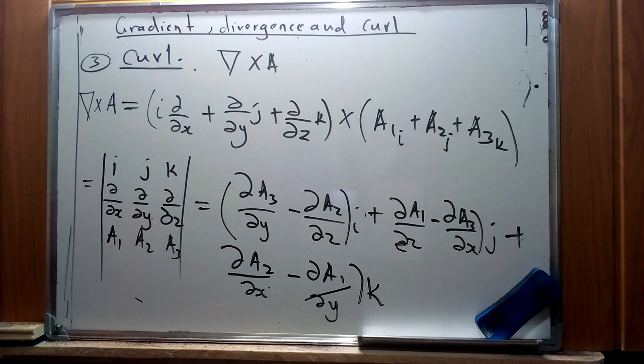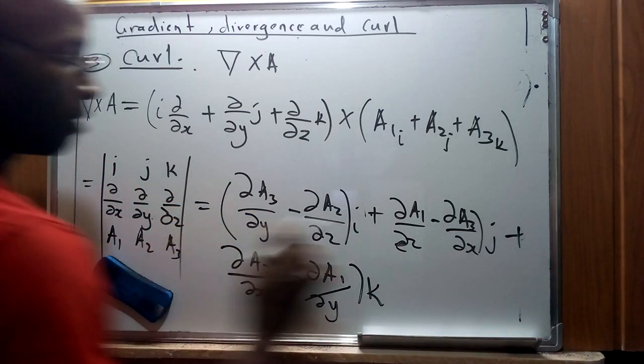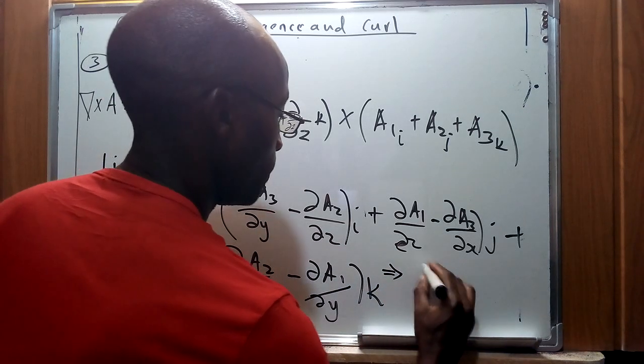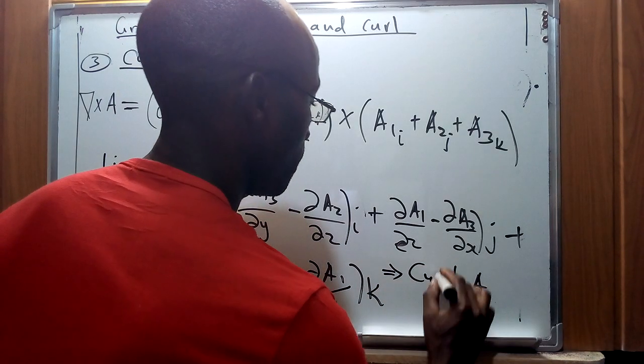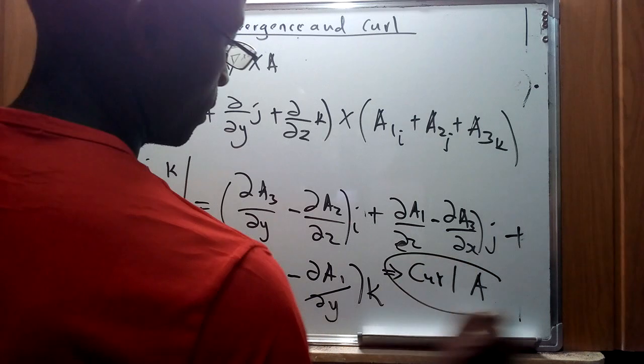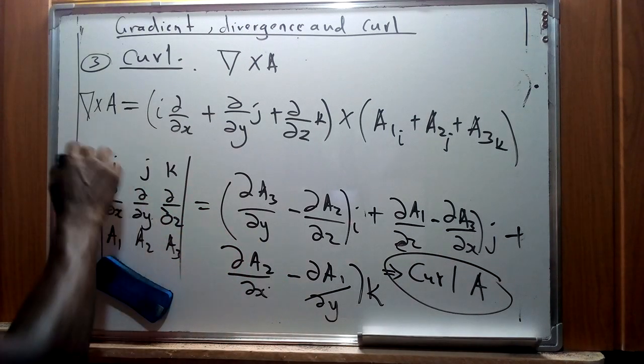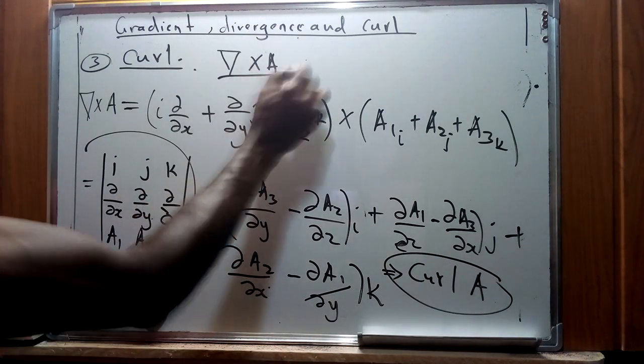So in this case, this is known as the curl of A, and may be given a representation as curl A. So if we mention the concept of a curl of A, it's going to imply the cross product of this specific del and A.